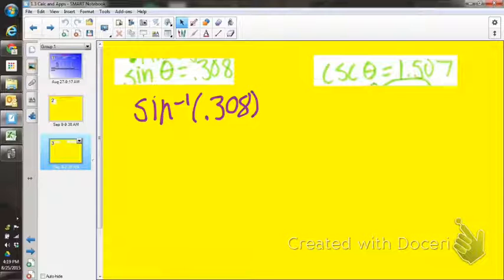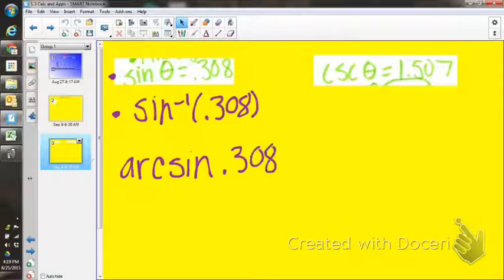Now that can be written and formatted a couple different ways. Both sine of theta is equal to a value is one way to do it, or sine inverse is one way. You also may see something called arc sine. And arc sine just means the same thing as inverse. So I could do arc sine 0.308, and that means the exact same thing as sine inverse. Those two things are equivalent. So arc sine means inverse.